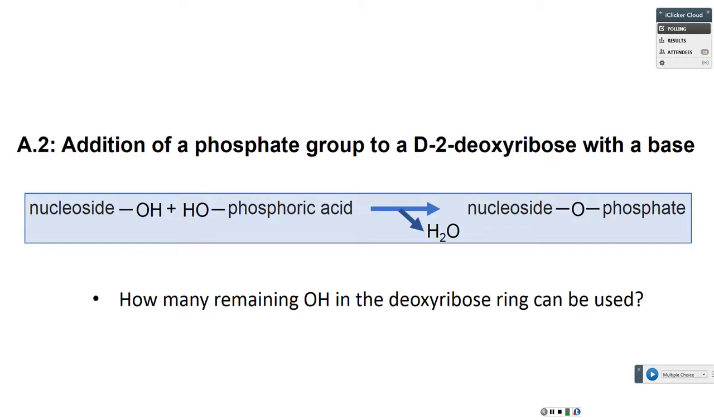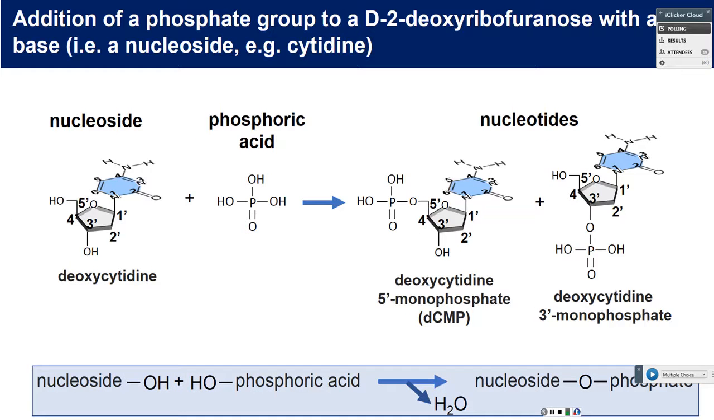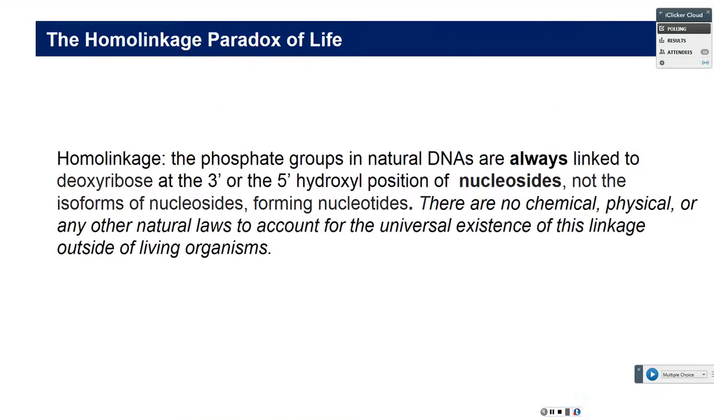So now the question we want to ask here is how many remaining hydroxy groups in the deoxyribose ring can be used, right? Because we have already used one to link to the nitrogenous base. And what is left for the phosphate groups can be used, right? We have 3 total, 1 is used, so two are left.